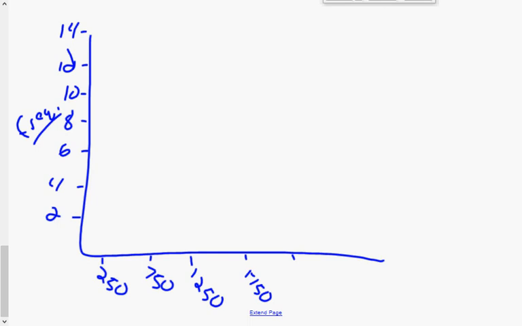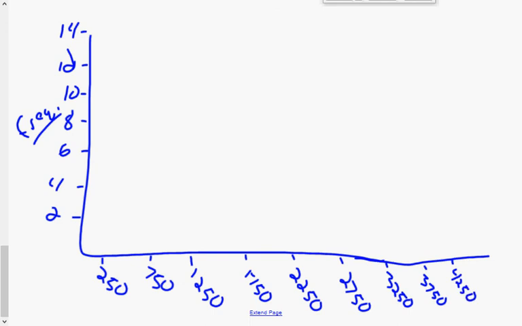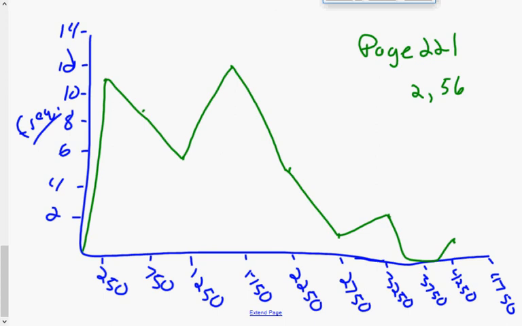You should be able to start to see a pattern here too. If you've done your intervals right, the midpoints will always go 250, 750, 1,250, 1,750, 2,250, 2,750. This one would be 3,250. Good for you guys. Okay, so there's the frequency polygon, and there's the question.